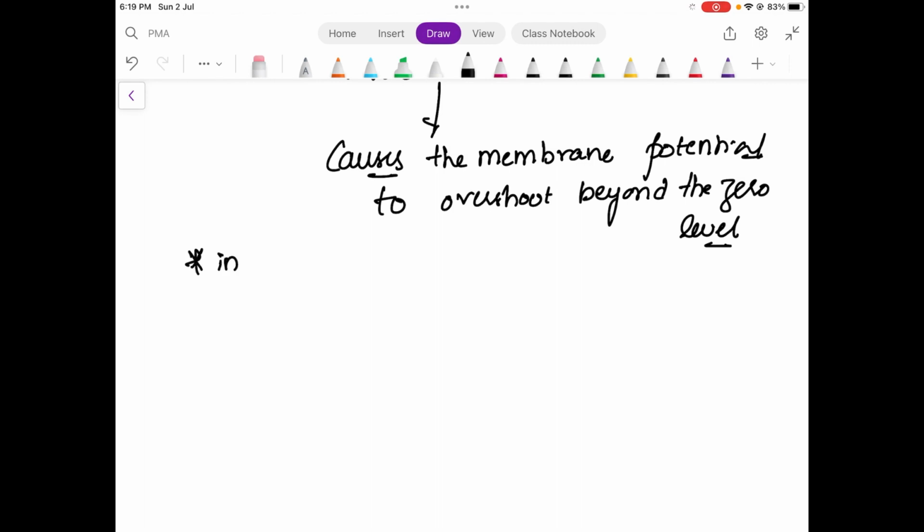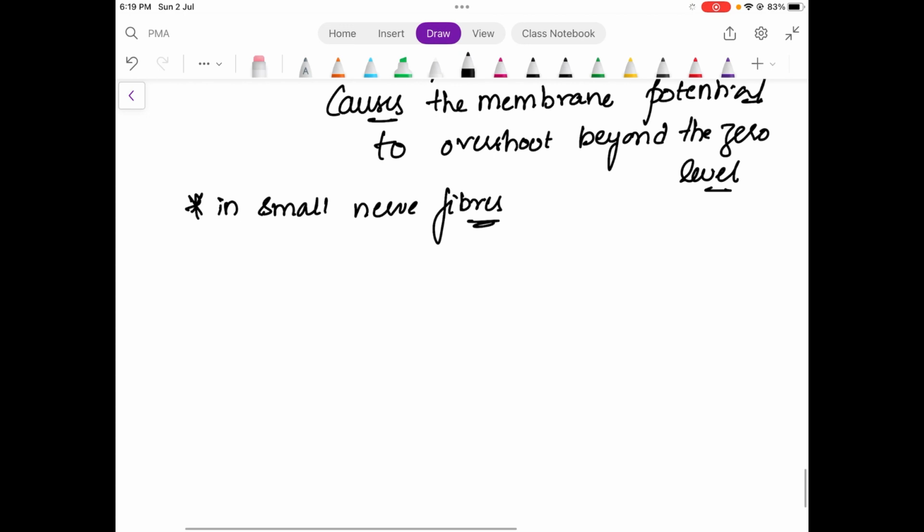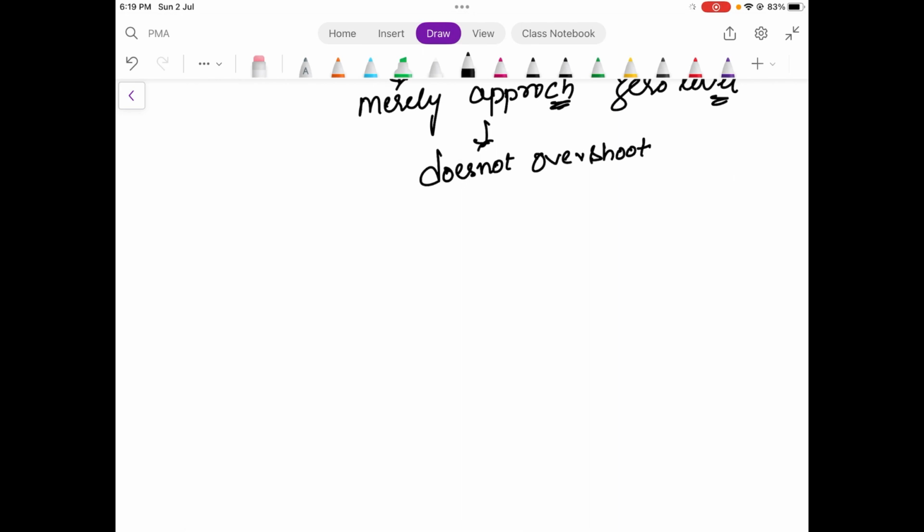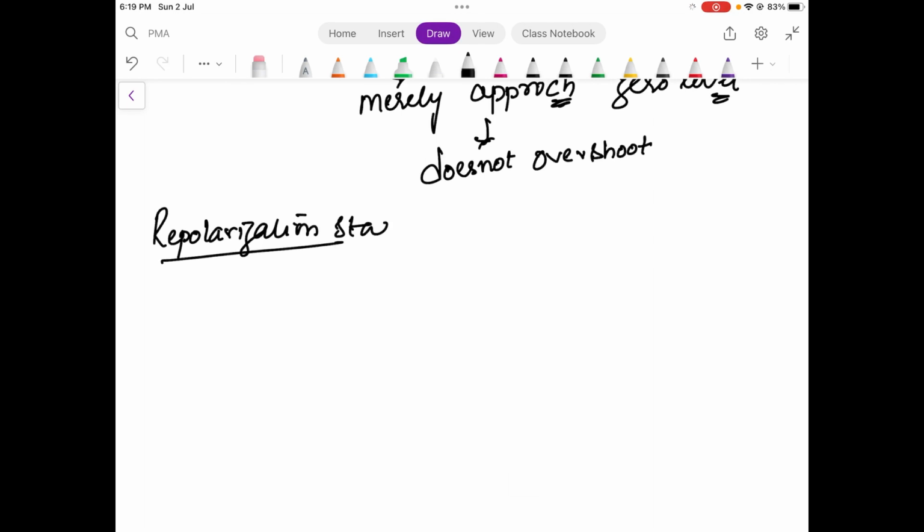And what happens in the small nerve fibers? They merely approach the zero level. That means they do not overshoot. Next is repolarization. Repolarization stage.